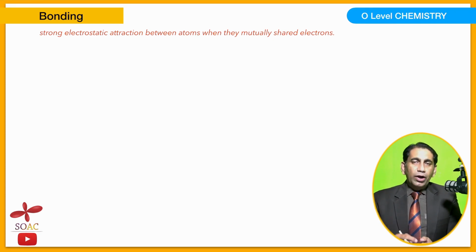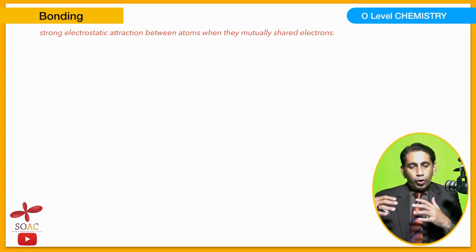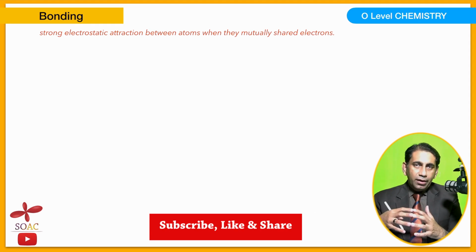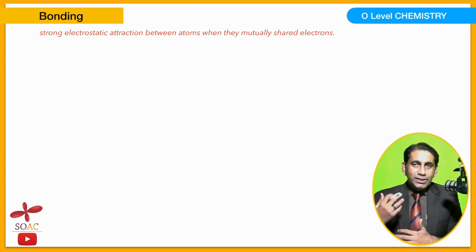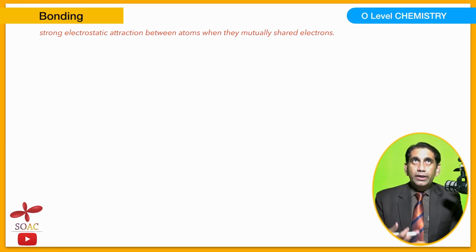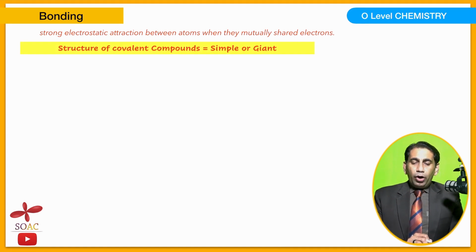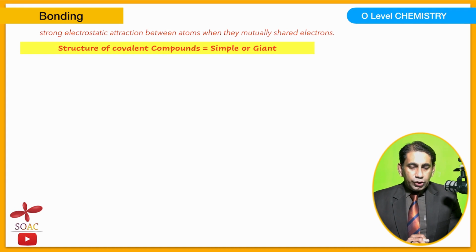The sharing of electrons is referred to as a covalent bond, formed between two atoms when they mutually share their electrons. And this is, again, an electrostatic force of attraction. But because of the sharing of electrons, it is said to be a covalent bond. The structure of a covalent compound may be simple or it may be a giant structure.